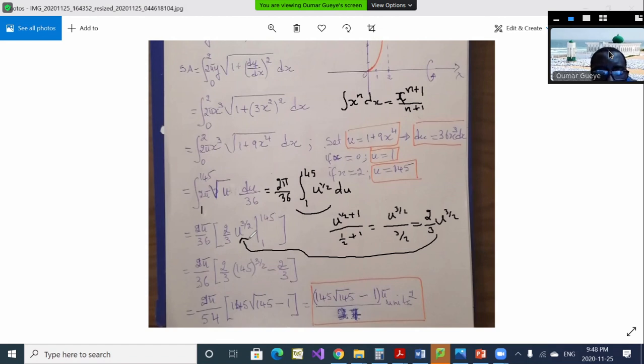Is it okay? So this is just what they call the power rule for integrals. That's what I use. Any question?